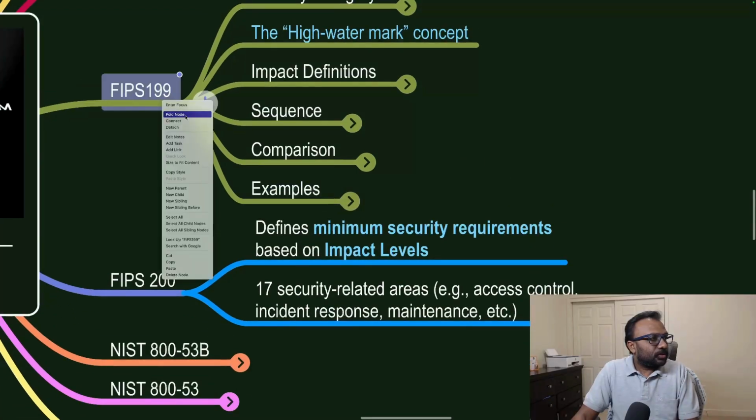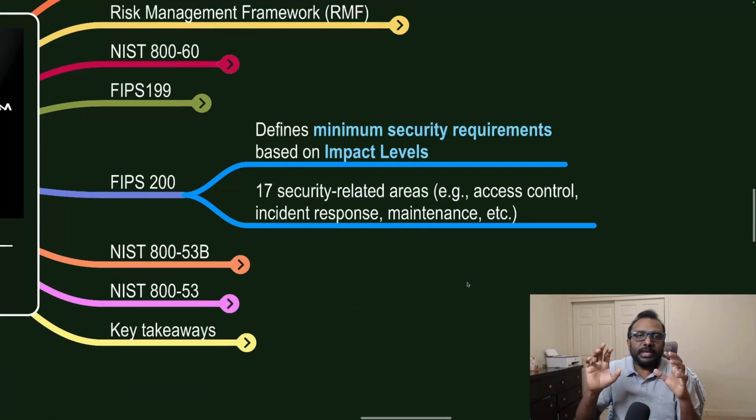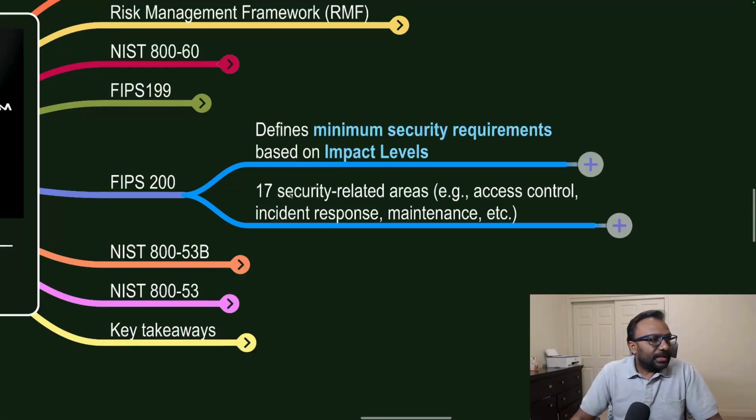FIPS 200 defines the minimum security requirements based on the impact levels. It defines around 17 security-related areas: access control, incident response, media security, maintenance, etc. Then it is augmented with another document, called 853, which defines the largest set, around 20 security control families, adding security training, etc. The minimum security requirements are based on the system impact levels: low, medium or high.